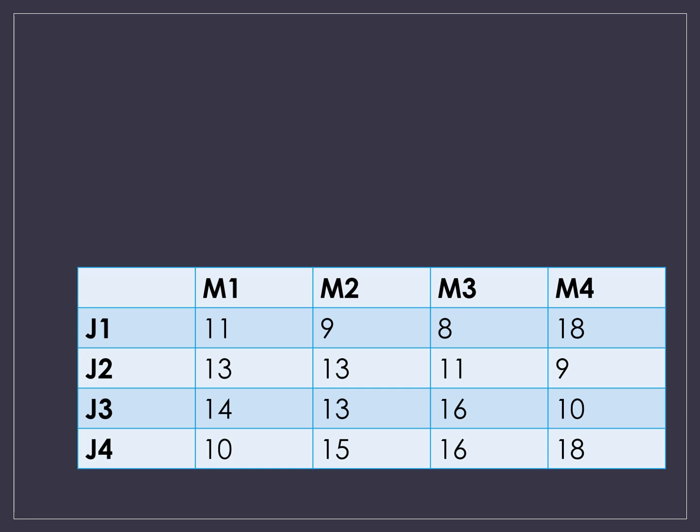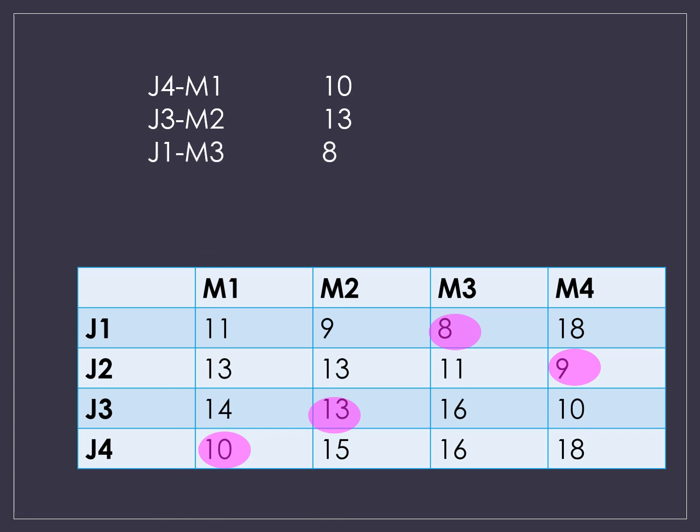After doing the allocation, we have to go back to the original table and identify the cost behind each allocation. For J4 M1, the cost is 10, and J3 M2, it is 13. For J1 M3, it is 8, and finally for J2 M4 it is 9. So you can see that the overall cost is the same as earlier.